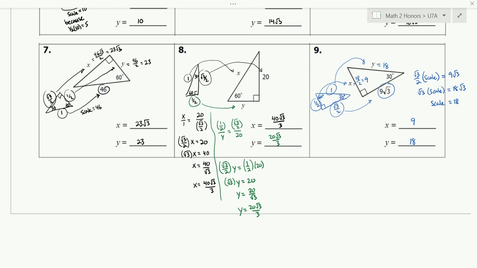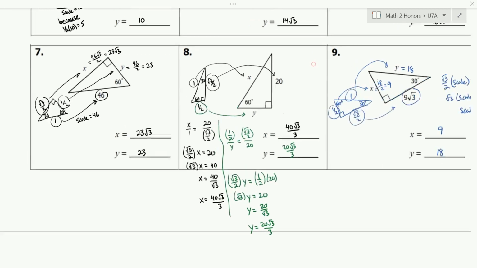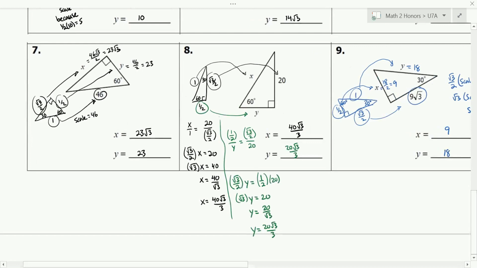So which one was hard to use a scale factor on? Definitely 8. On 9, I'll show you how to use a scale factor. But you could use a scale factor on anything. Sometimes it's more natural to use it, like 7 would be not too bad, it just gives 46. But 8 is definitely not natural to use a scale factor, so I use a proportion, and let me show you. On 7, x should be 23 root 3, y should be 23, because the scale factor is 46.